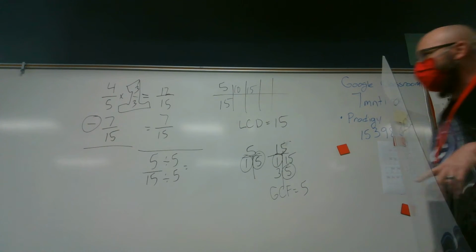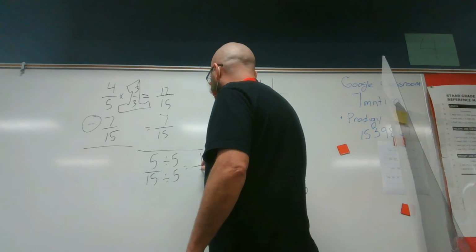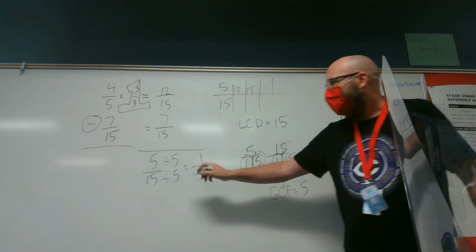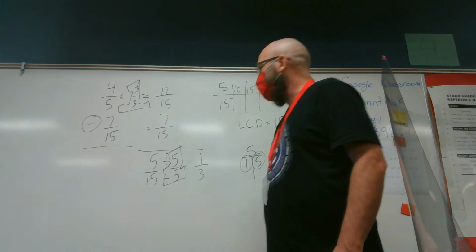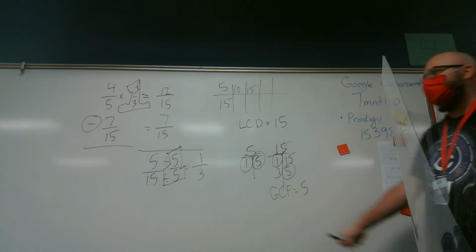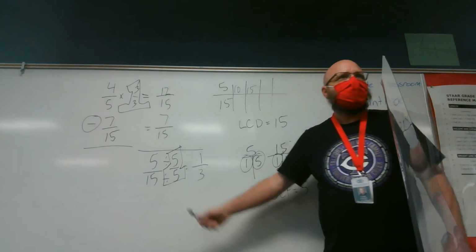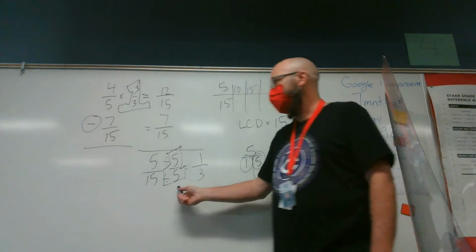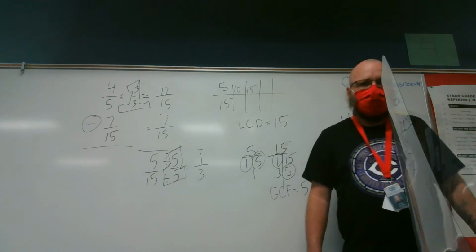And 5 divided by 5 is 1. And 15 divided by 5 is 3. Again, I divided by a fraction that equals 1. If I divide something by 1, I'm not changing the value. I'm changing the way it's written. So that would be the first problem.